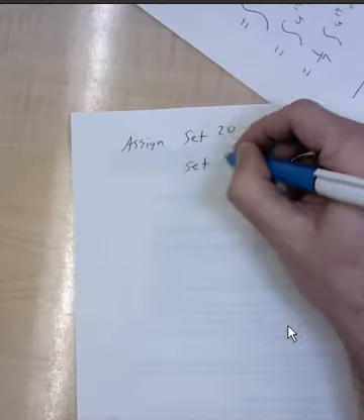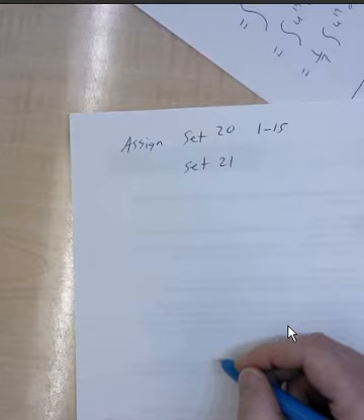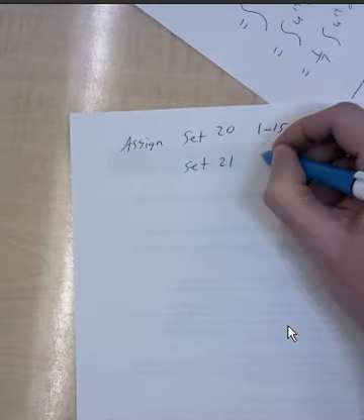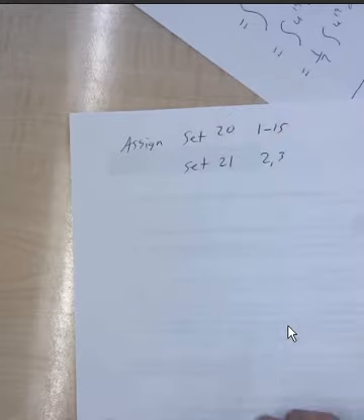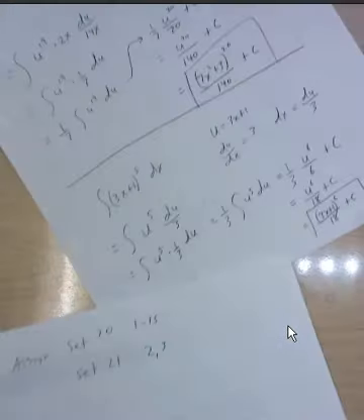I'm going to have you do set 21. Well, I'm telling you, we just started u substitution. Set 21, let's do 2 and 3. These are not easy. At least it's not 4. Because we're doing 2 and 3. 4 is even harder.